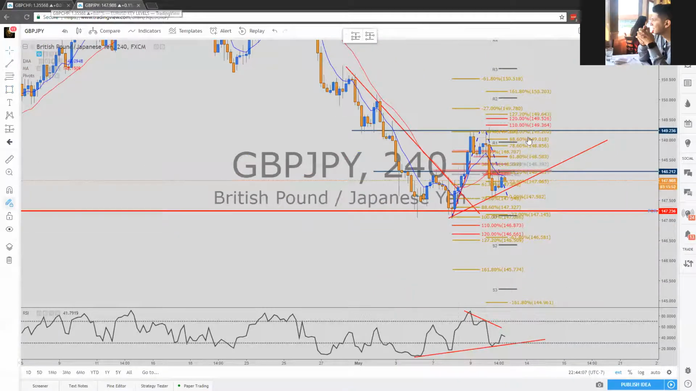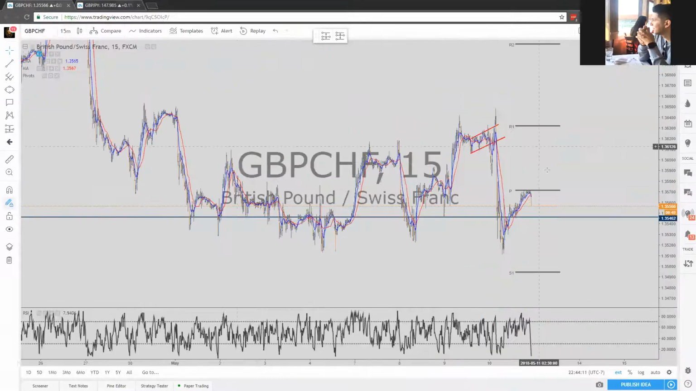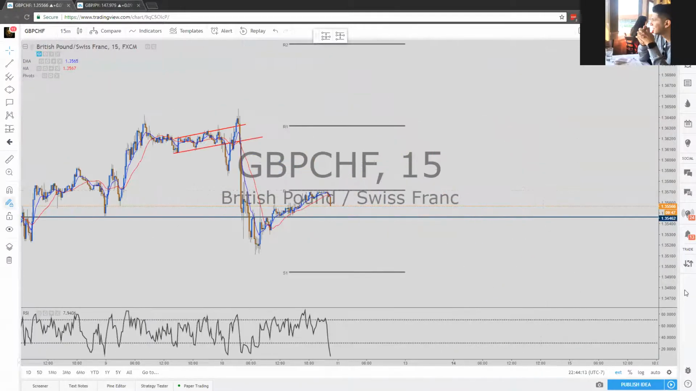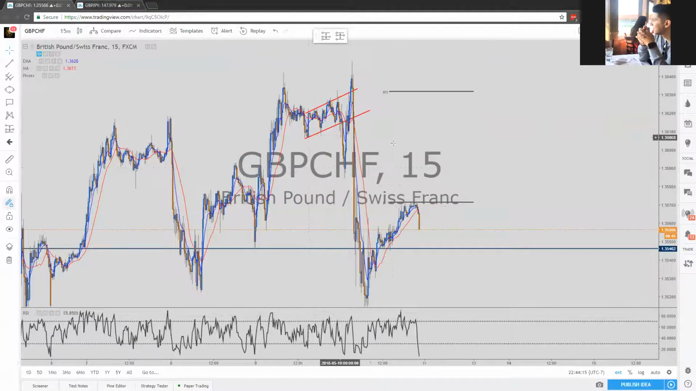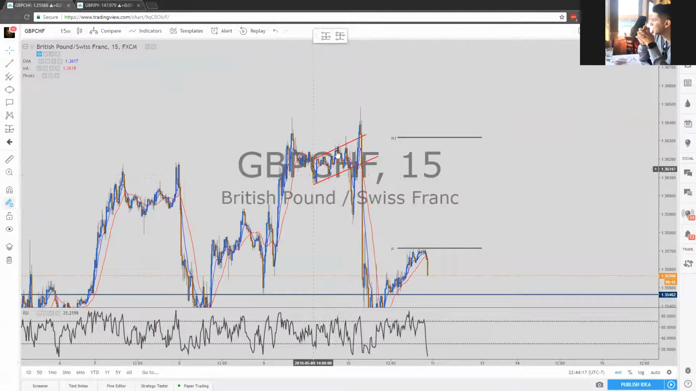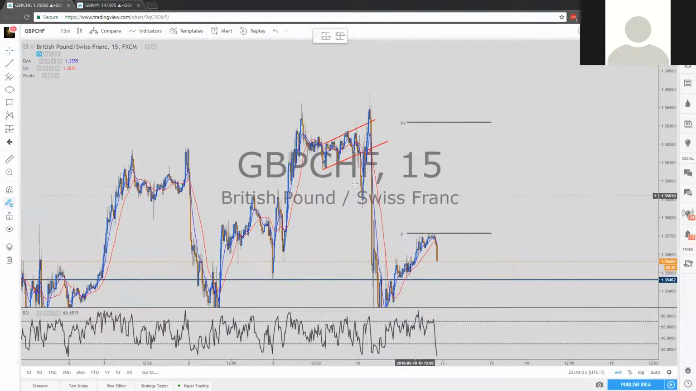Now for GBP alone, so even with GBP CHF, this was going in an uptrend channel right here, and then it had broke through. I had called this one for a sell.